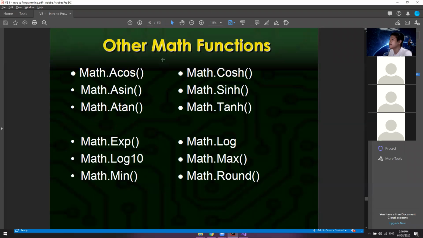Other math functions are Math.Acos, Asin, and Atan. If you need them, there are also exponential, logarithmic, minimum, log, maximum, round, and so on and so forth. Those are the syntaxes you can use.